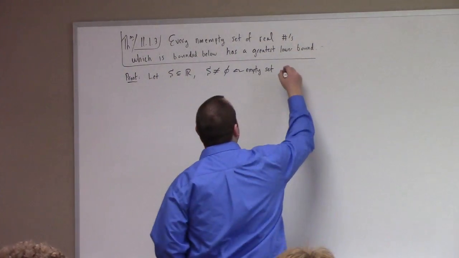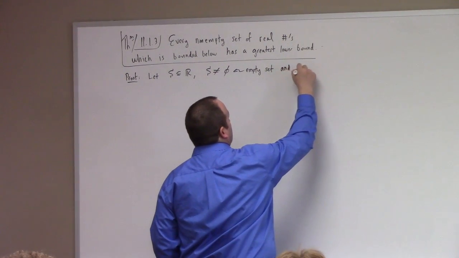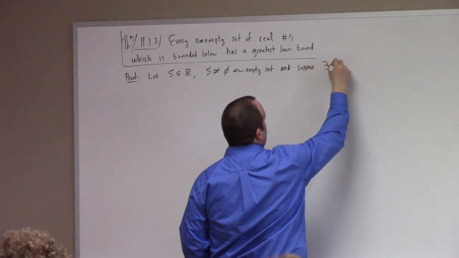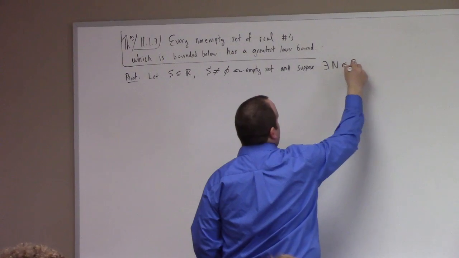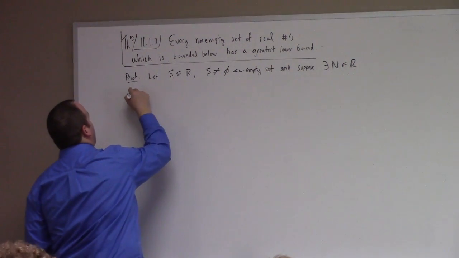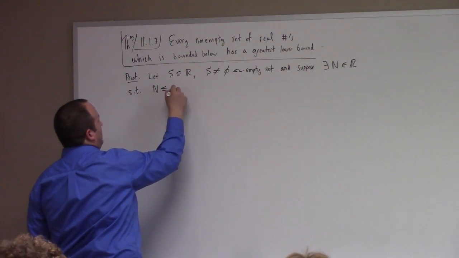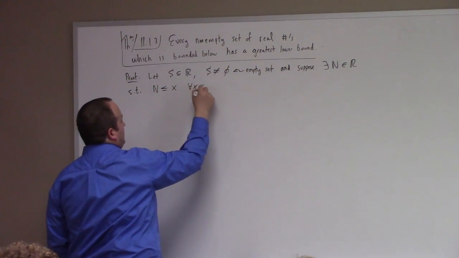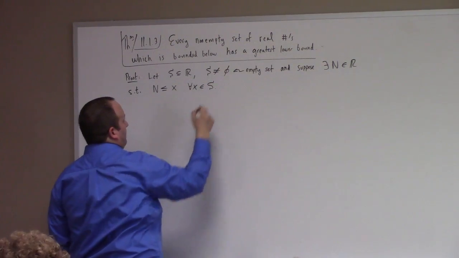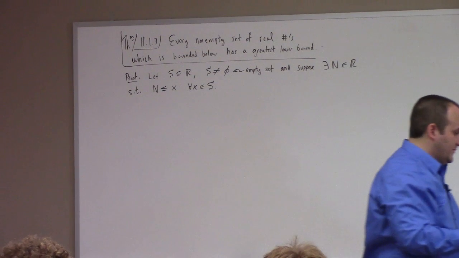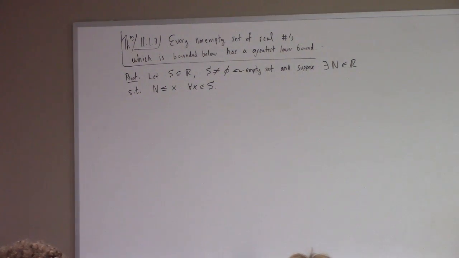And suppose there exists n in the reals such that n is less than or equal to x for all x in S, which is just to say what? All I'm saying at the moment is that S is bounded below. So S is a non-empty set bounded below.